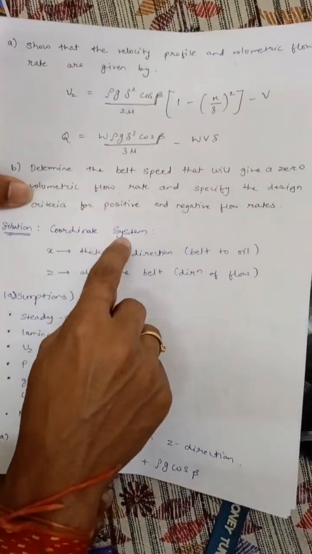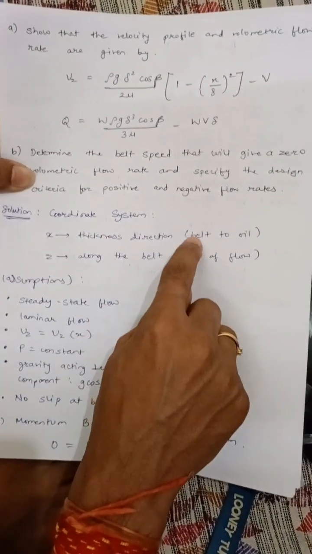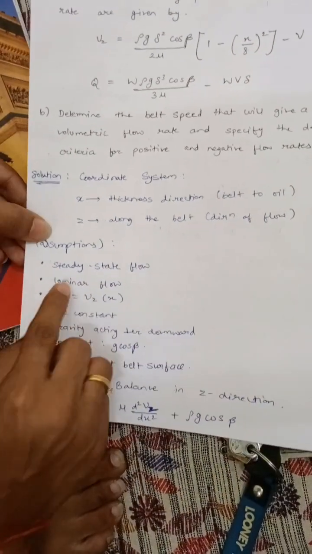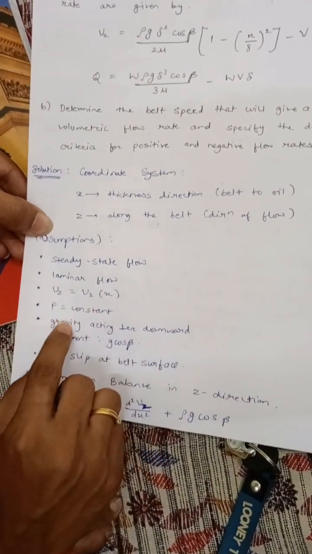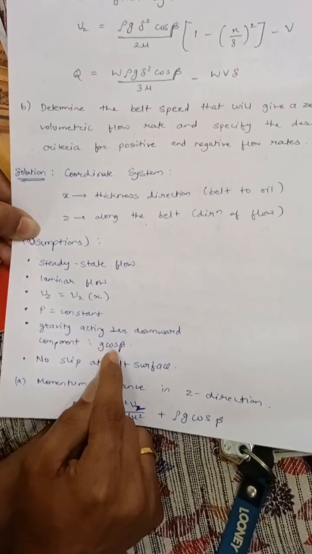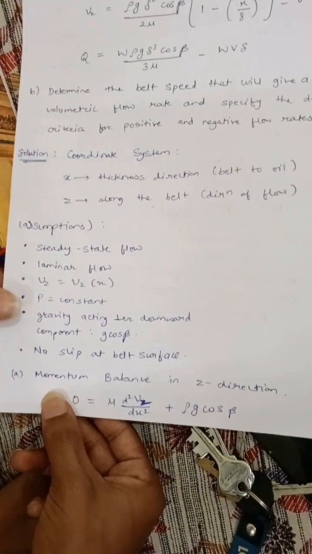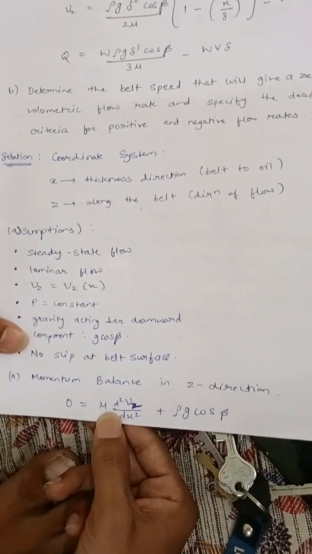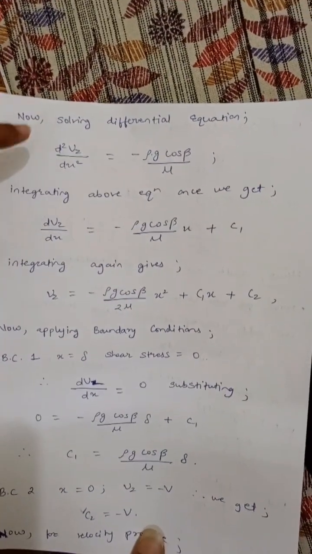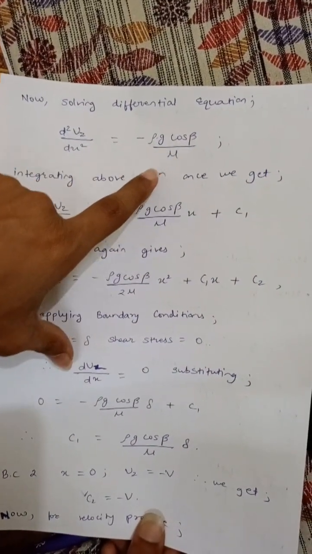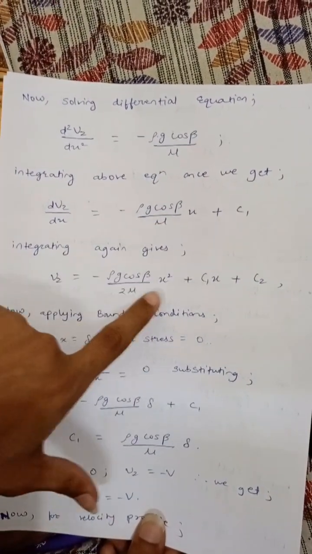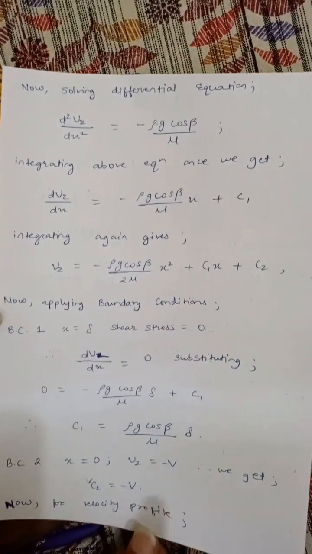So first of all, we define the coordinate system: x is the thickness direction from belt to oil, and z is along the belt, the direction of flow. Assumptions: steady state flow, laminar flow, vz is a function of x, pressure is constant, gravity acts perpendicular downward, the only component acting is g cos beta, and no slip at the belt surface. Now we apply the momentum balance in the z direction, and we get this. Now solving the differential equation, we get d square vz upon dx square is equal to minus rho g cos beta upon mu. Integrating this equation, we get this, and integrating it twice, we get this, c1 x plus c2, another constant.